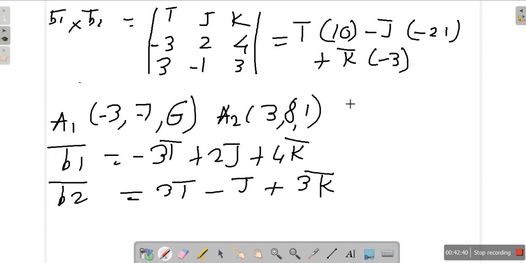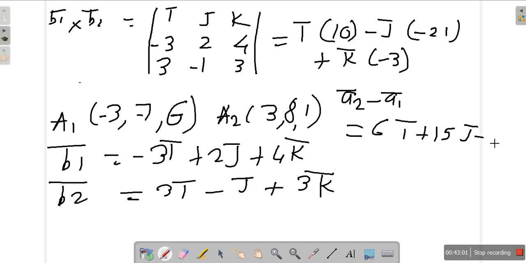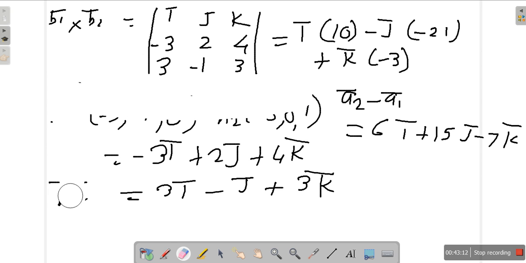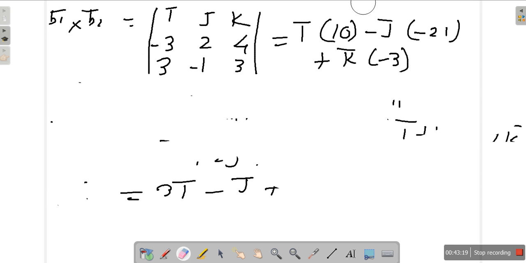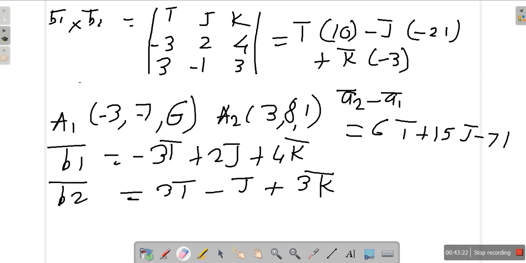And what is A1 A2? A2 minus A1. Three minus minus 3, so 6. 8 minus minus 7, so 15. And 1 minus 6, minus 5. So now we'll substitute in the formula to get the result.